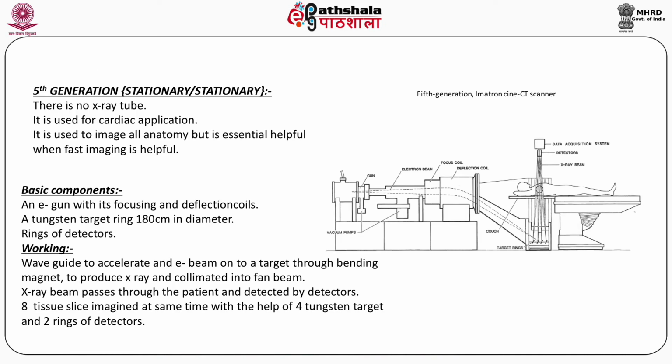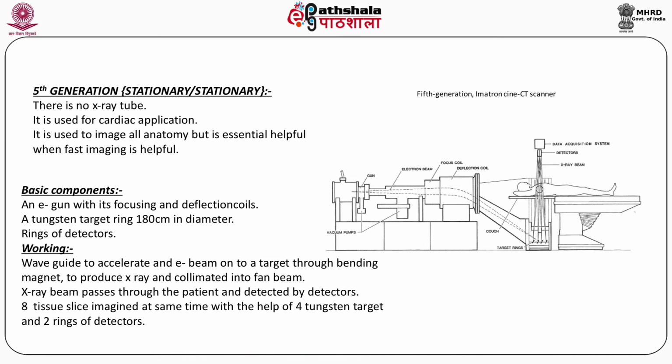Fifth generation was the stationary type, so there was no moving X-ray tube. It was used for cardiac application. It is used to image the anatomy, but is essentially helpful when fast imaging is needed. You can see here in this figure there is an electron beam which is produced by an electron gun, and this electron beam is steered onto a fixed tungsten ring target, and it produces X-rays.